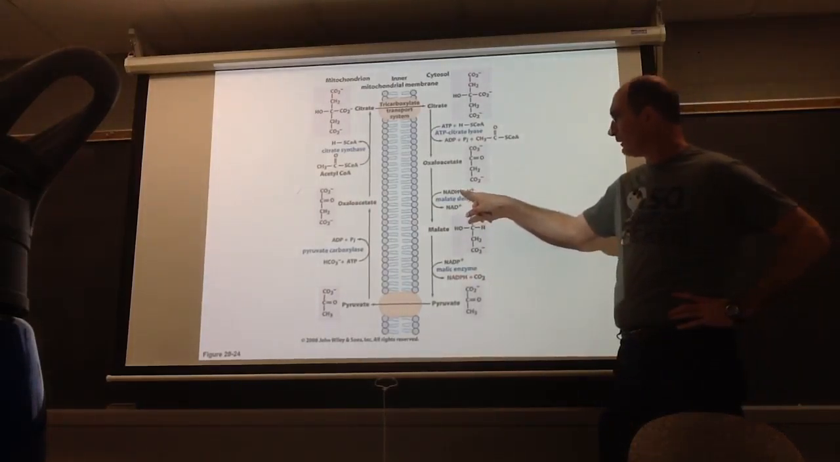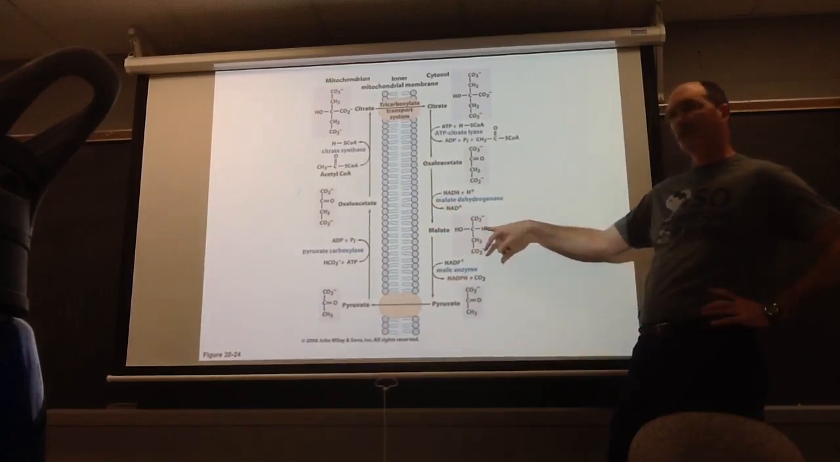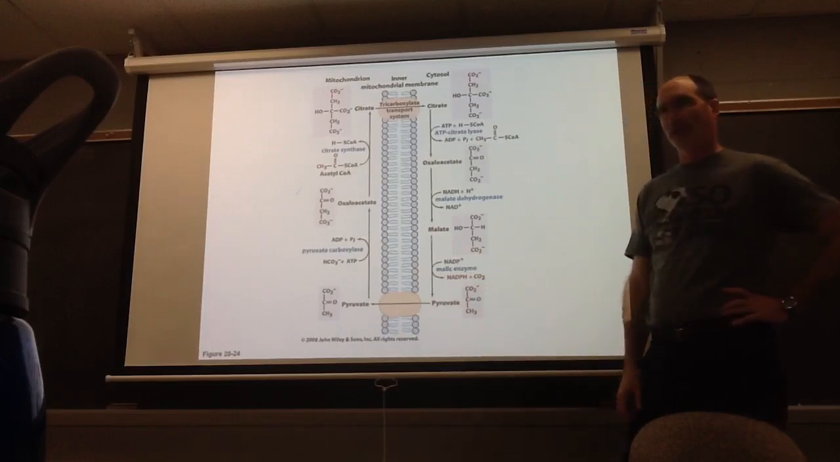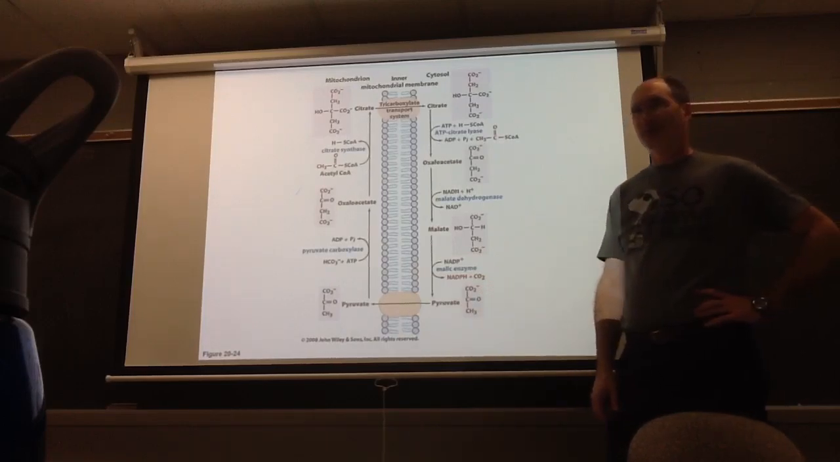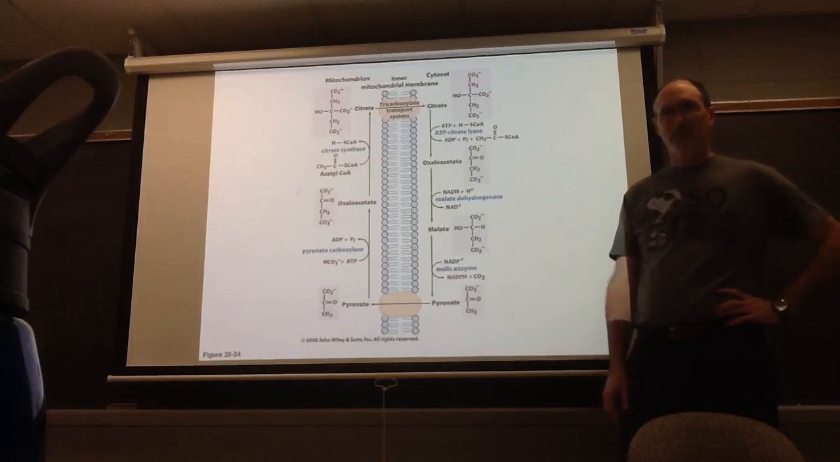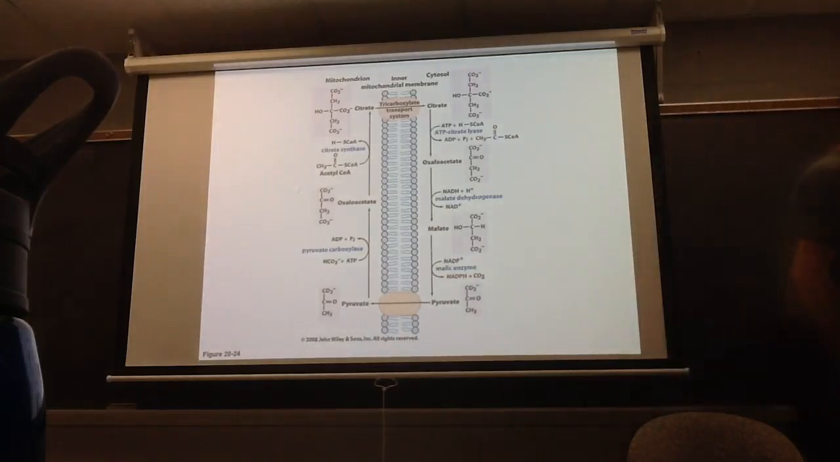NADH, right? Electrons are taken away from NADH when malate is reduced. Those electrons are given to NADP when it's oxidized. Right? So it's a transfer of electron equivalents. Okay? We good with that? All right. So there's our transport out.